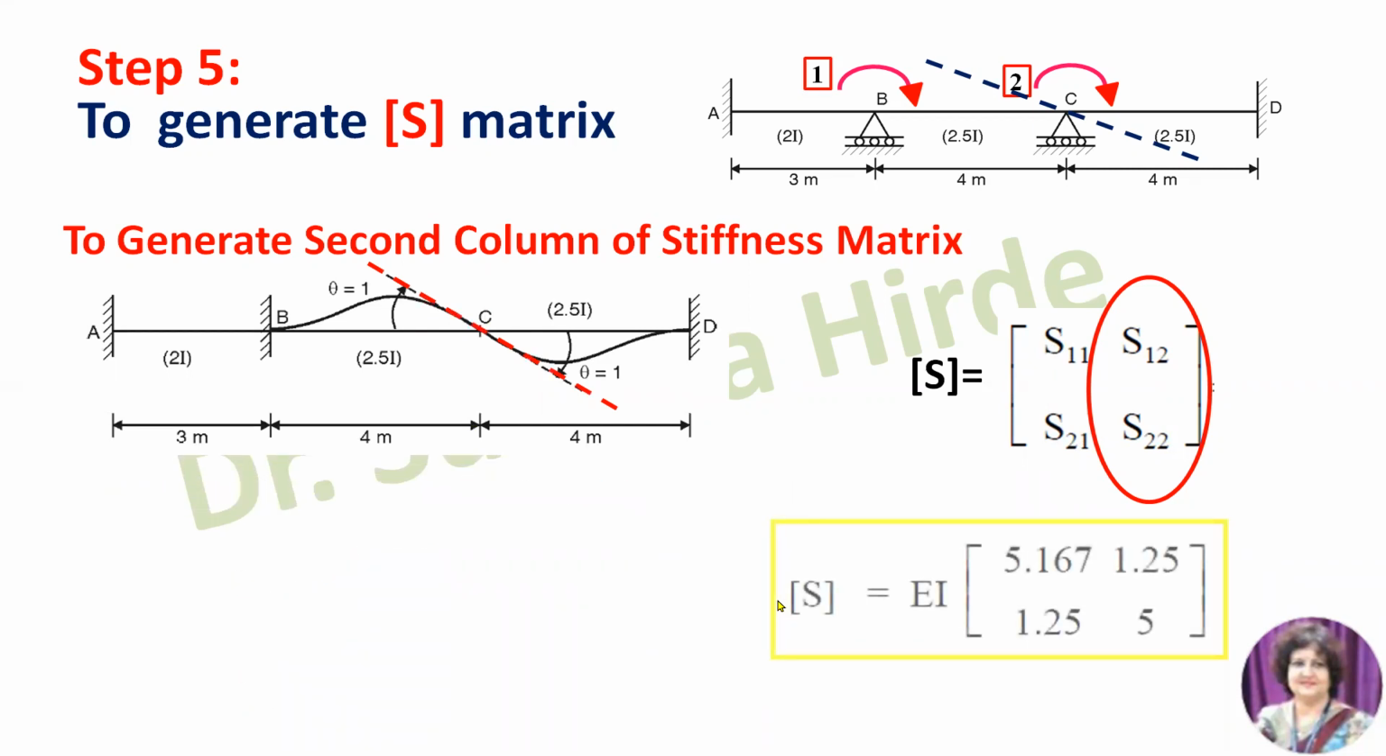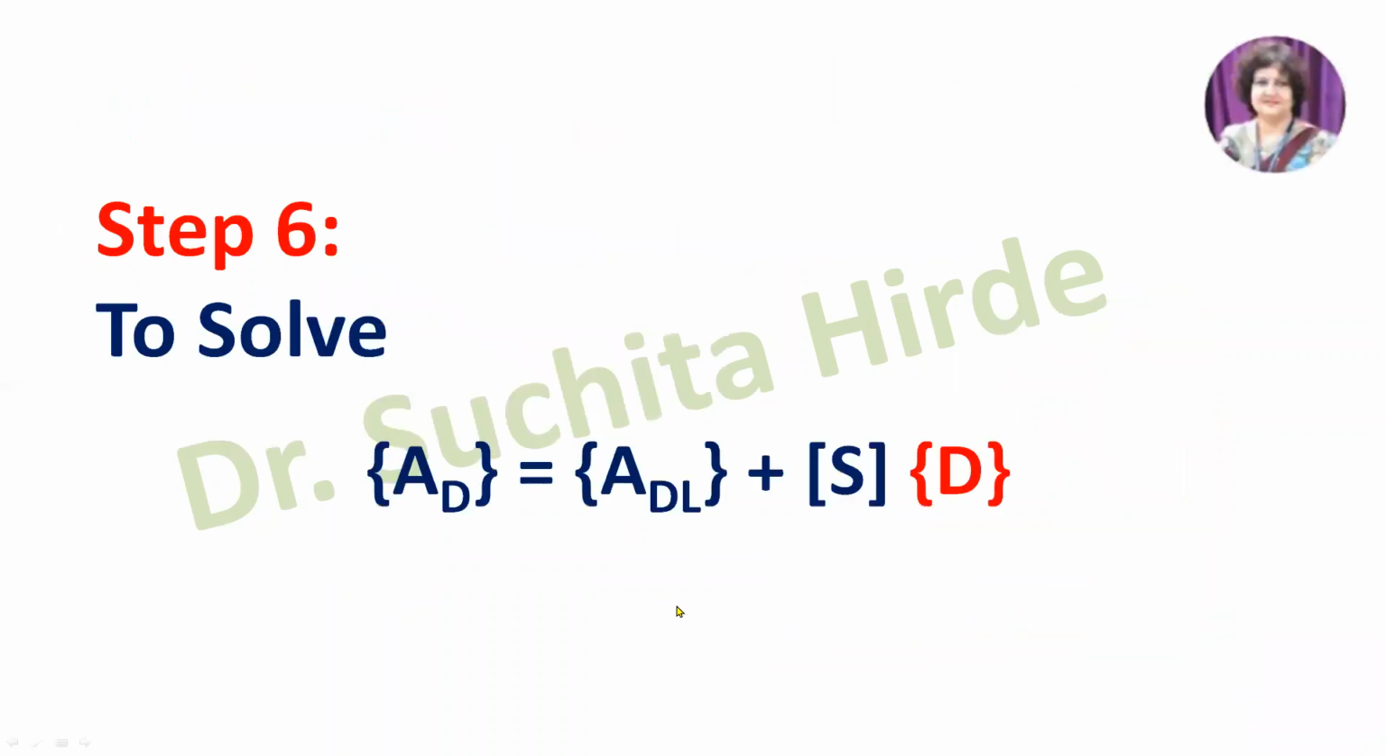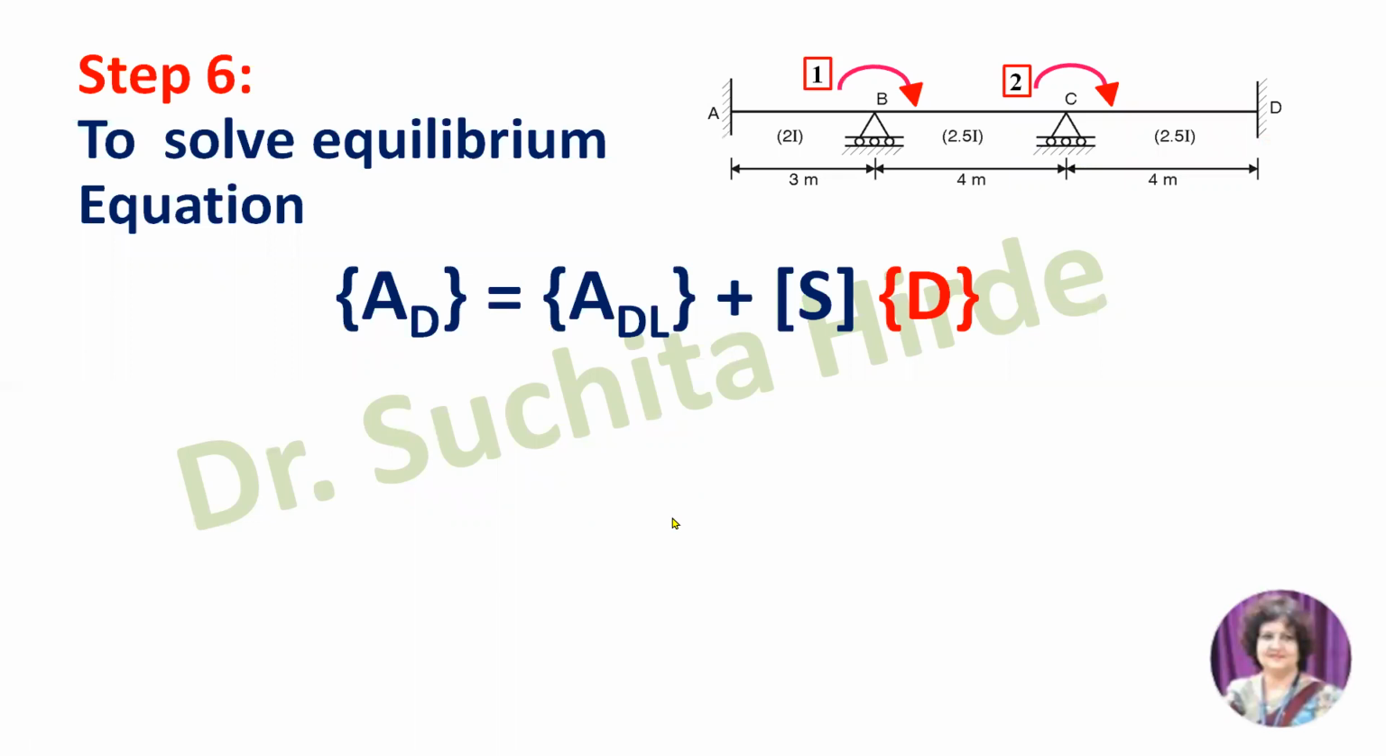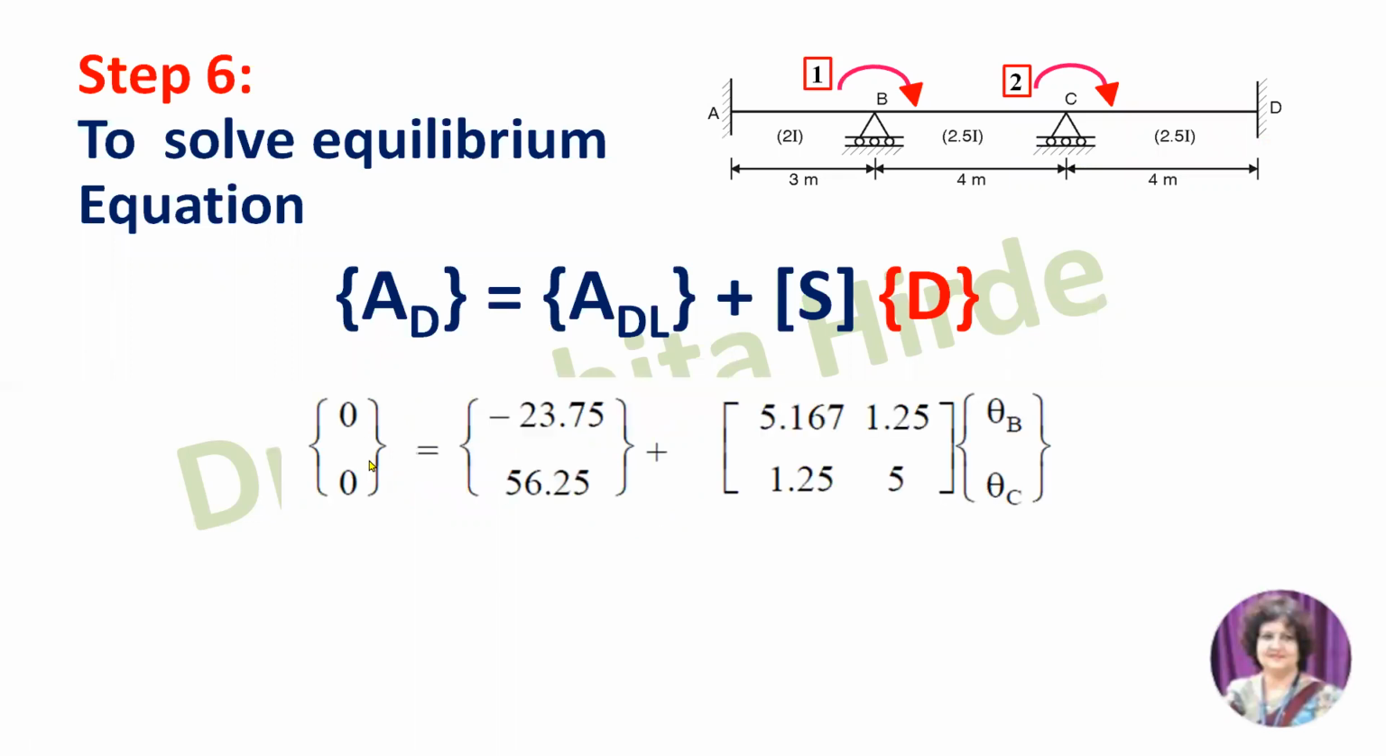If you write it in matrix form, this matrix will look like this. We can take EI outside and it is 5.167, 1.25, 1.25 and 5. So this is how we generate the stiffness matrix. After developing all the matrices, our aim is to calculate unknown displacements. So the next step is to solve this equilibrium equation in matrix form. To solve it, we write all these matrices which we have generated in matrix form.